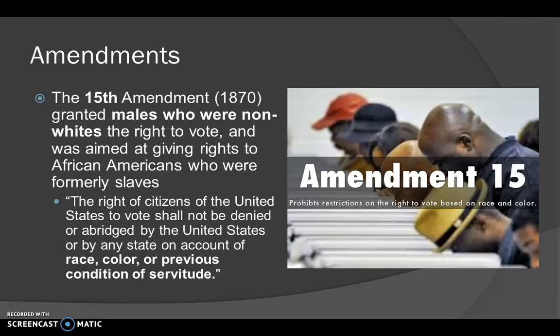The first amendment that we're going to talk about is the 15th Amendment, which granted males who were non-whites the right to vote. And it was particularly aimed at, if you remember, after the Civil War was won by the North, giving African Americans who had just been freed rights of citizens. It says, the right of citizens of the United States to vote shall not be denied or abridged by the United States or by any state on account of race, color, or previous condition of servitude.